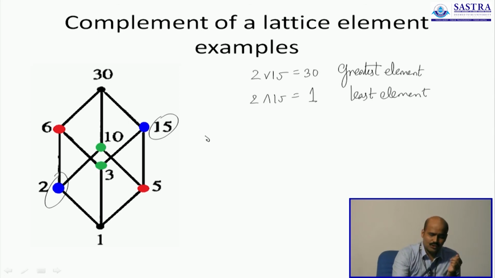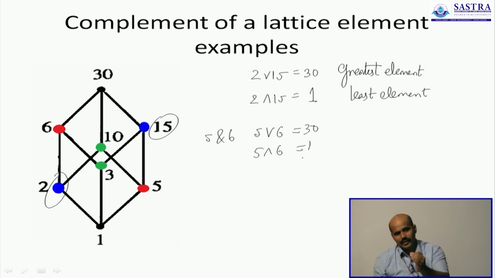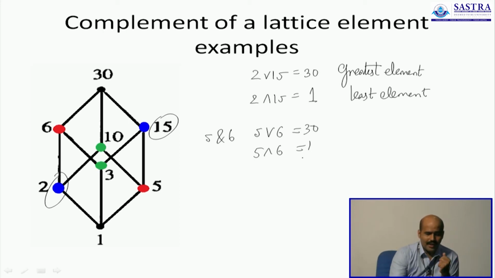You can also extend this to the pairs 5 and 6. 5 and 6 are such that the LUB of 5 and 6 is 30 and the GLB of 5 and 6 is 1. Once again 1 being the least element and 30 being the greatest element help us identify that 5 and 6 are complements of each other. So we've already exhausted the pair 3, 10, which are complements of each other, the pair 5, 6, and 2 and 15 again.